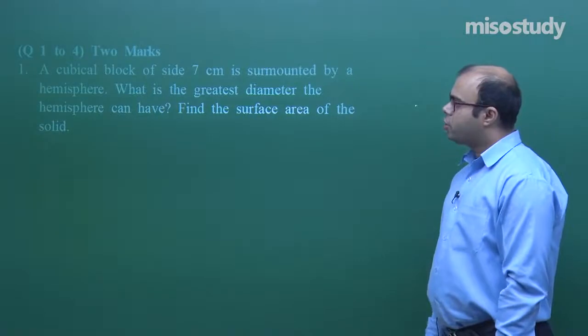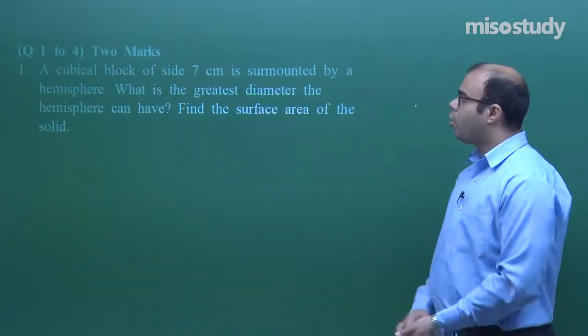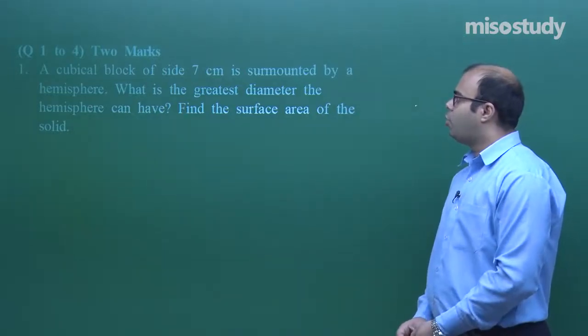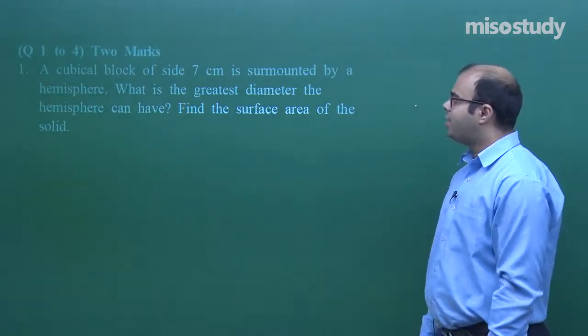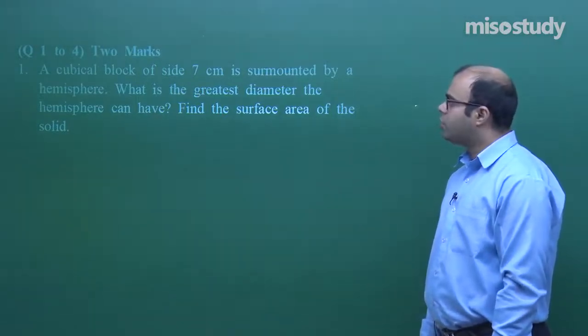The first question, which is of 2 marks, says that a cubical block of side 7 cm is surmounted by a hemisphere. What is the greatest diameter the hemisphere can have? Find the surface area of the solid.